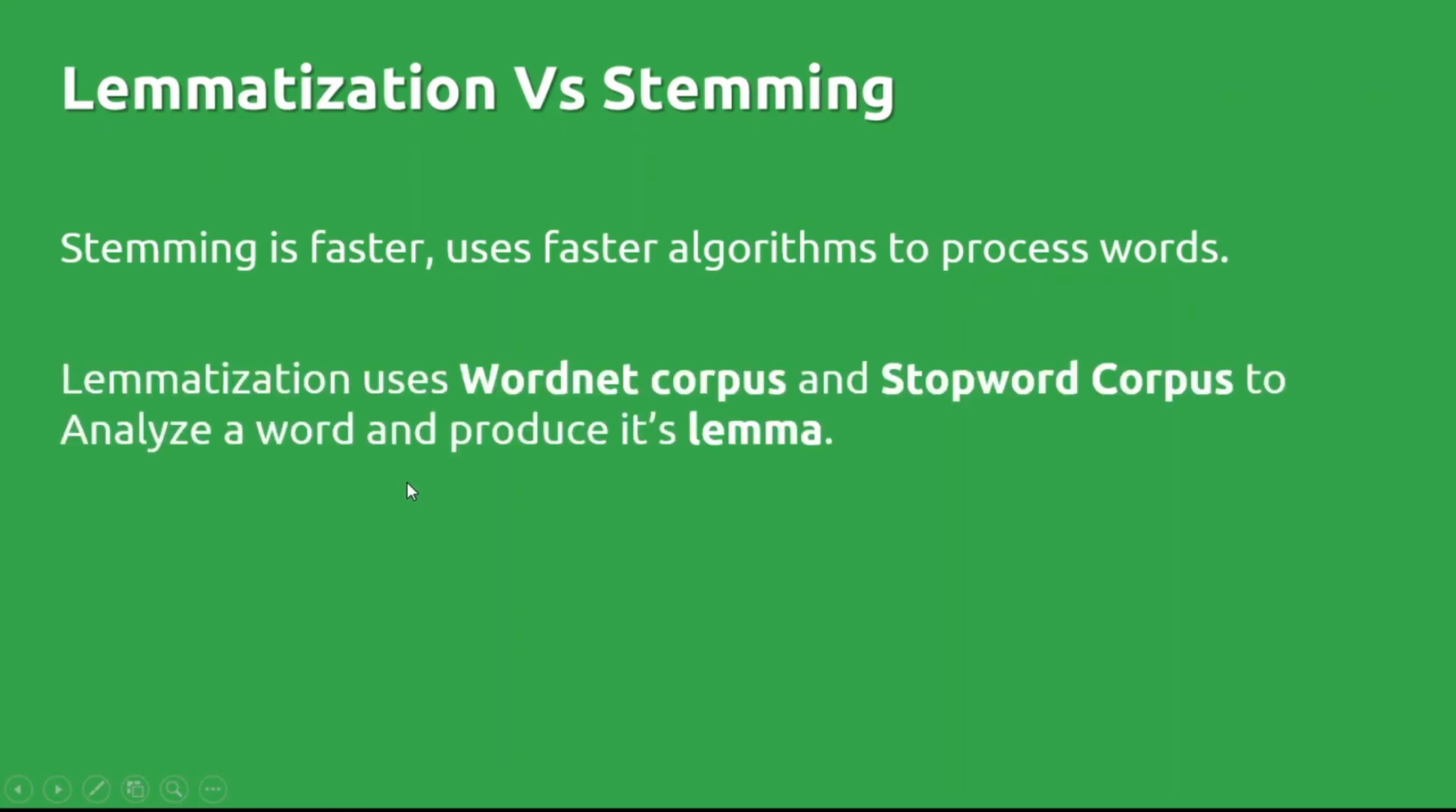On the other hand, lemmatization, since it uses the WordNet corpus and a stopword corpus to analyze a word and produce the final lemma, so if you have a situation where you really want to convert a word into an accurate and exact root form that actually exists in English vocabulary, lemmatization is the option that you should go for. So that was the basic difference between both of these operations, and why you would prefer to use one over another. So now we will actually move on towards the implementation of these functions in our text normalizer.py. Let's get started.